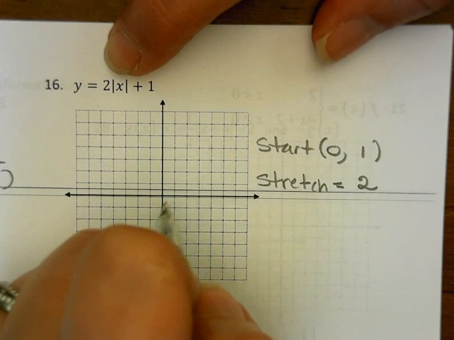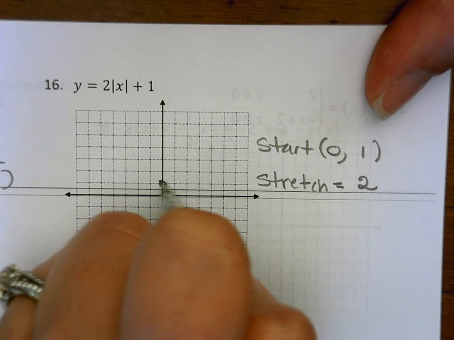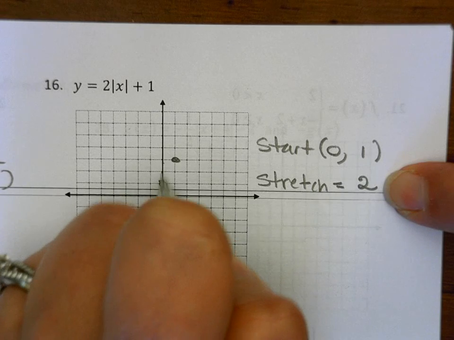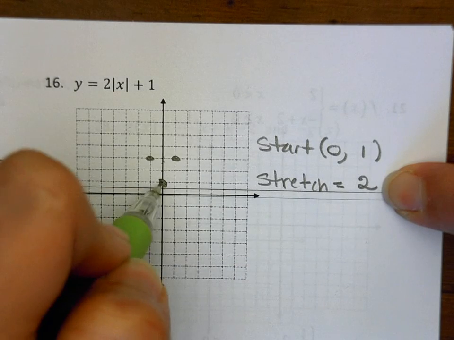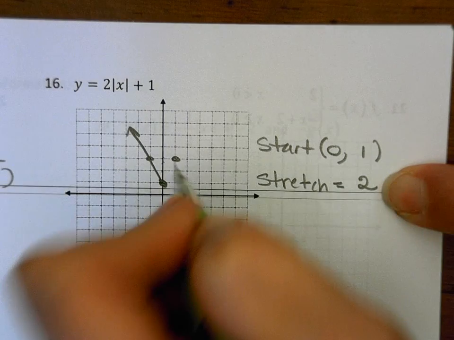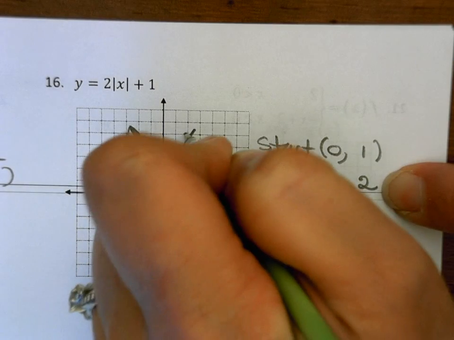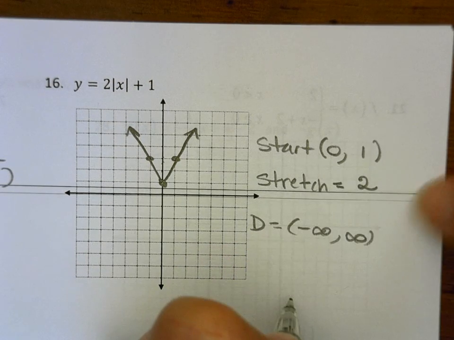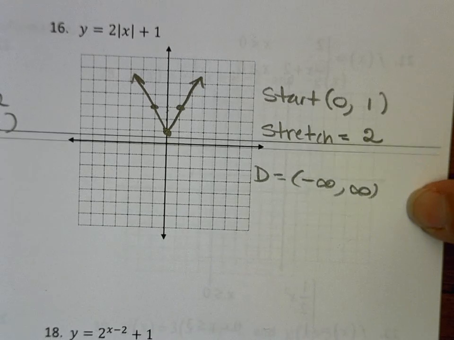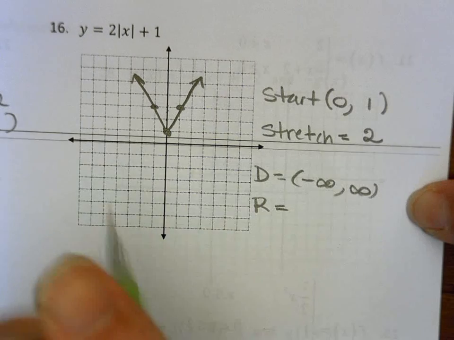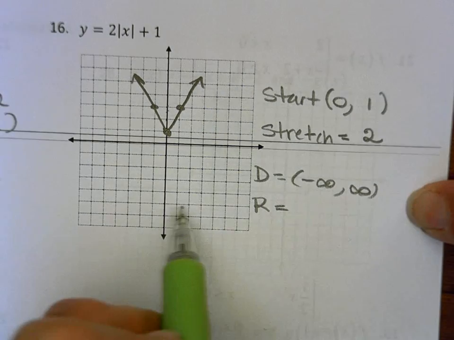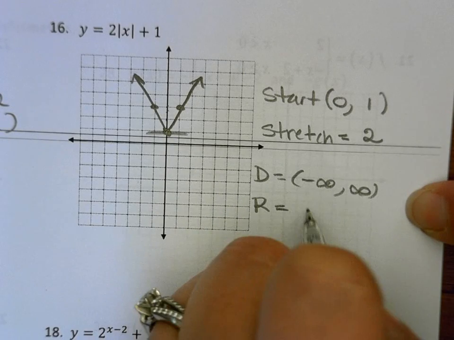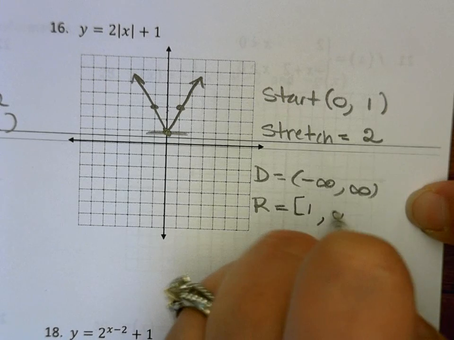So I do my start first, and then my stretch. So I'm going to go up 2 over 1, and the other way. And it's an absolute value graph, so straight lines, V shape. Domain is still negative infinity to infinity. Hope we're seeing a theme here. And then range, bottom to top. So this graph does not go down forever. So it looks like the lowest it goes to is right here. So that would be at 1, and then forever up. Okay.